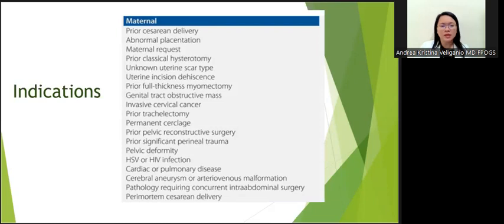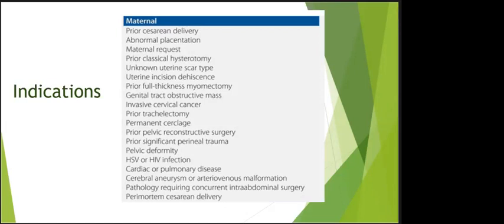Pelvic deformity, all right? Previous pelvic surgery, HIV infection, outright cesarean section. Your patient has a cardiac or pulmonary disease, you may do cesarean section. Aneurysm, your patient cannot do Valsalva. Okay, so AV malformation, your patient cannot do Valsalva. Or the mother is already having cardiopulmonary arrest, and the baby's still alive, and you want to save the baby, you do cesarean section right away. Okay.